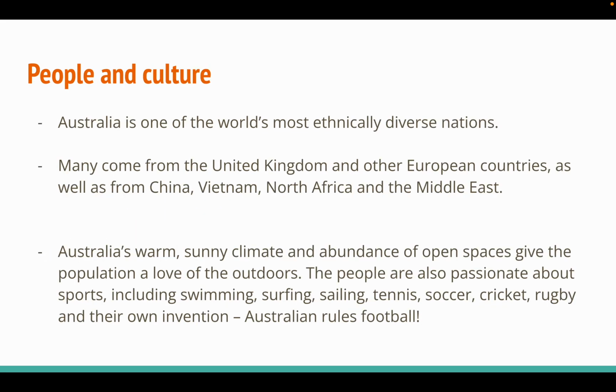And also the people and the culture. So Australia is one of the most ethnically diverse nations in the world, because they have a lot of people coming from the United Kingdom and other European countries, such as China, Vietnam, North Africa, and the Middle East. So they are very ethnically diverse in that way.